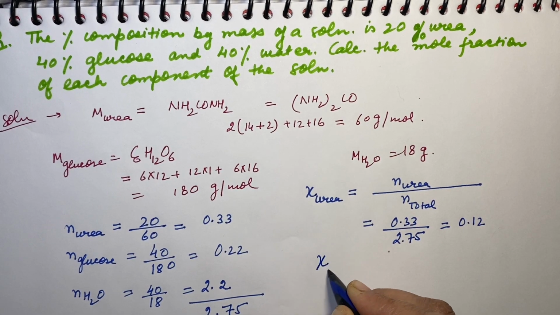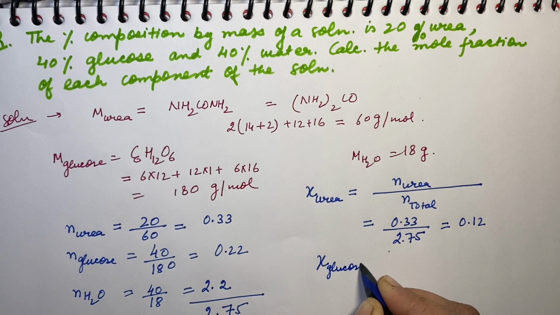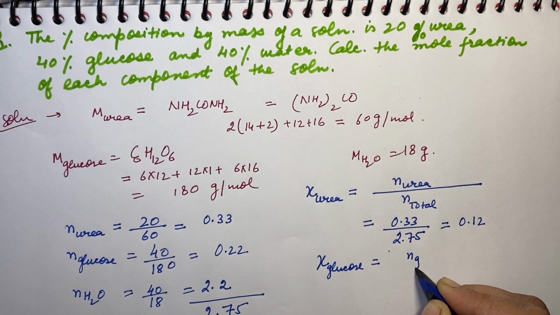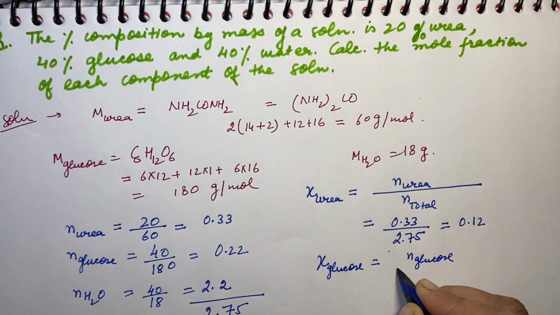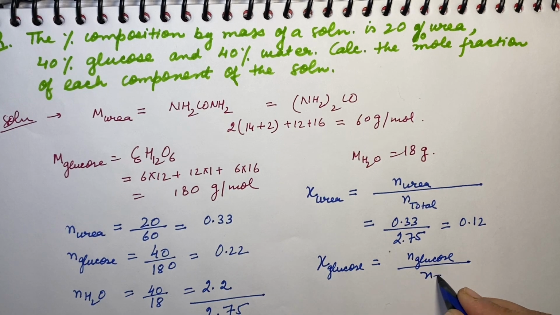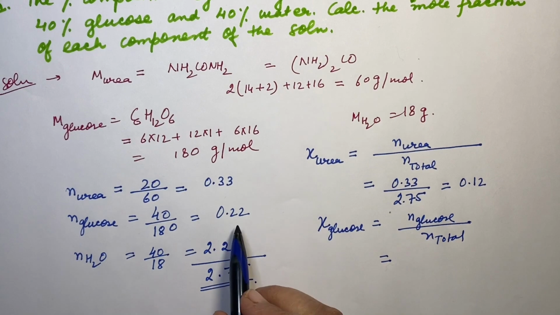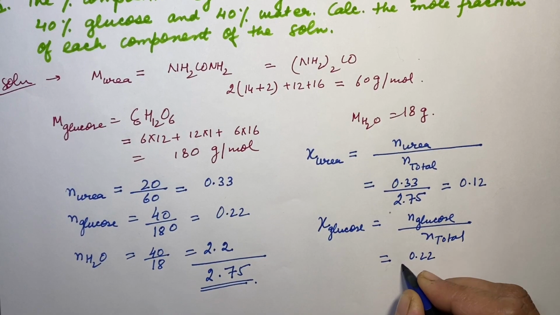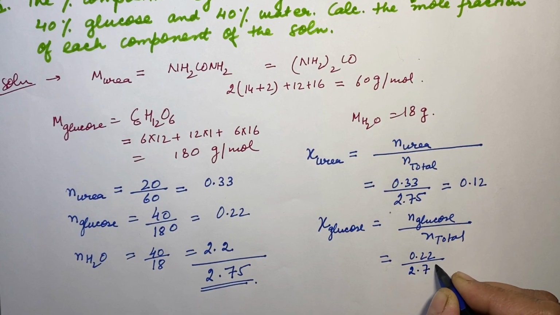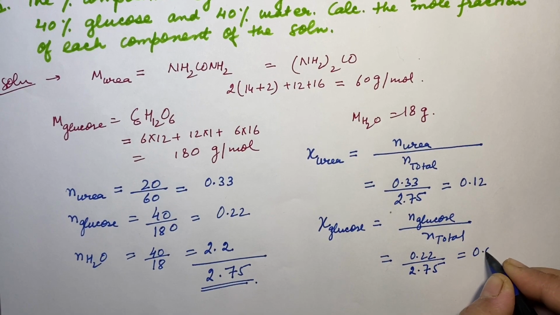Similarly, the mole fraction for glucose will be the number of moles of glucose divided by the total number of moles, and the number of moles for glucose is 0.22 divided by 2.75. When you solve it, you get 0.08.